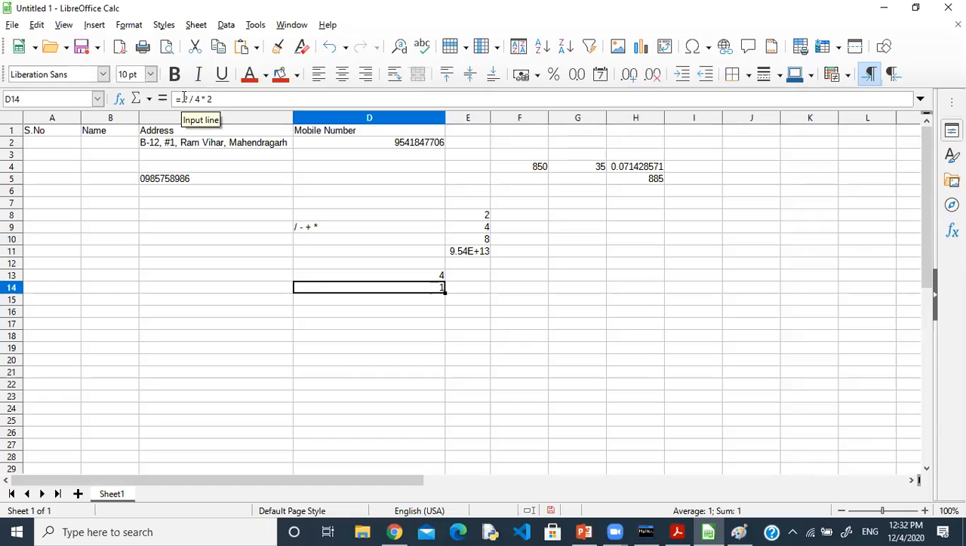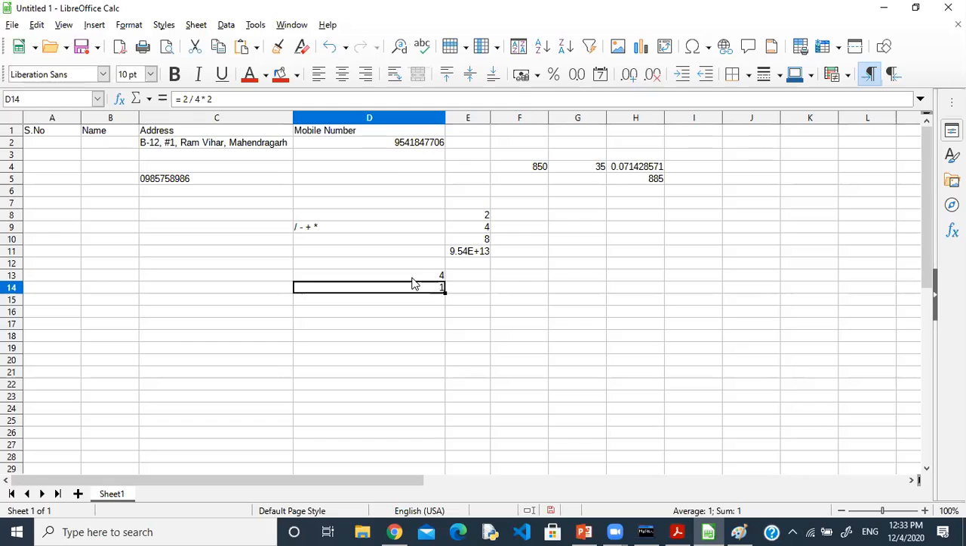What happened here? 2 divided by 4, what are we getting? We are getting 0.5. And 0.5 multiplied by 2, what are we getting? We are getting 1. So this way we are getting the output.